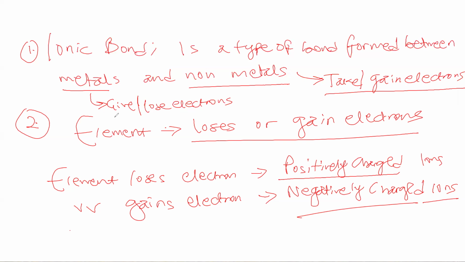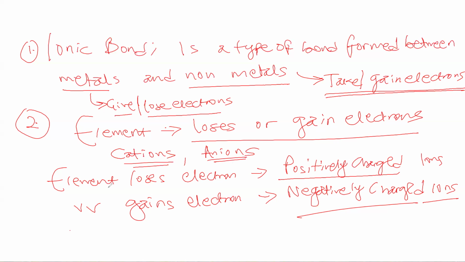So when metals give or when they lose electrons, they become positively charged. And positively charged ions are called, see the word, cations. And then when non-metals take or when they gain electrons, they become negatively charged. And what is the name that we give to ions that are negatively charged? Do you want to guess? Anion. Thank you very much. We call them anions.